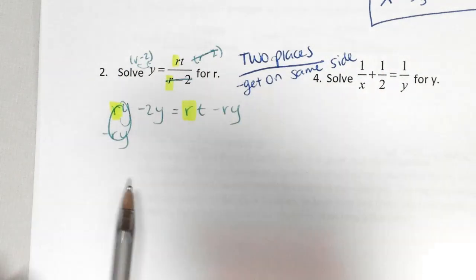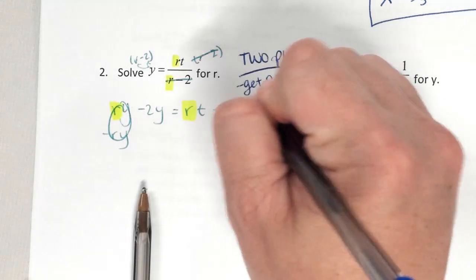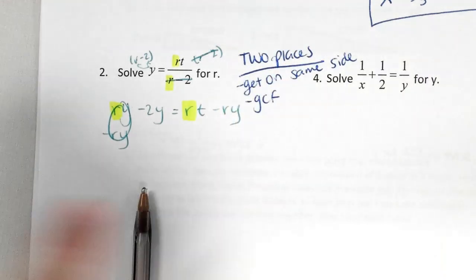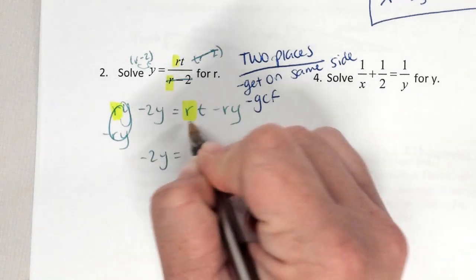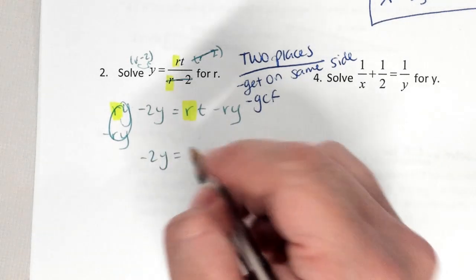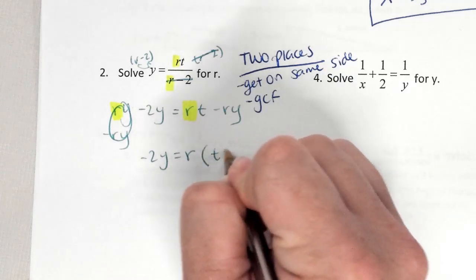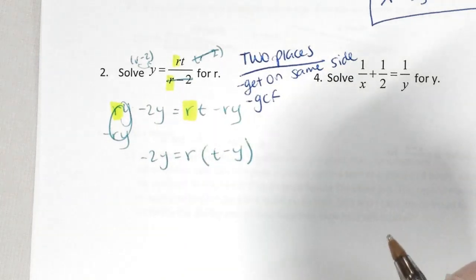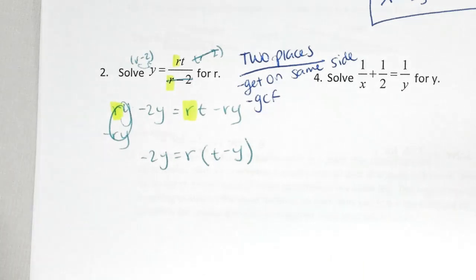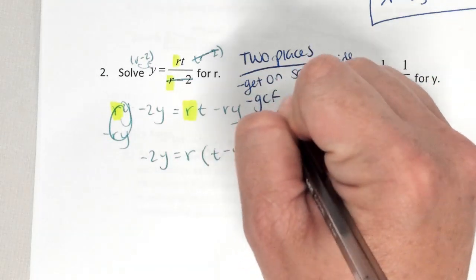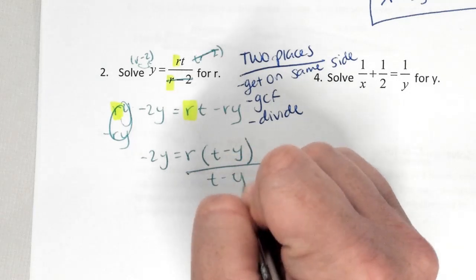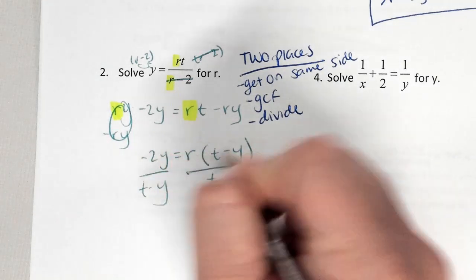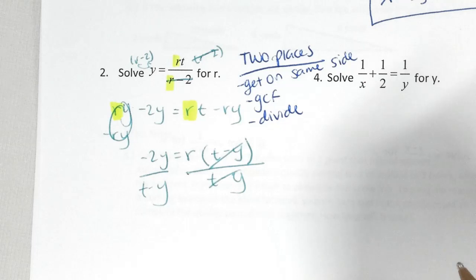Now, the next step is to GCF the side with both of your letters. If I take out that, I have negative 2y equals, don't they both have an r? So when I take out the r, I'm left with t minus y. And your last step is to divide. I'm going to divide both sides by t minus y. And is r by itself now?